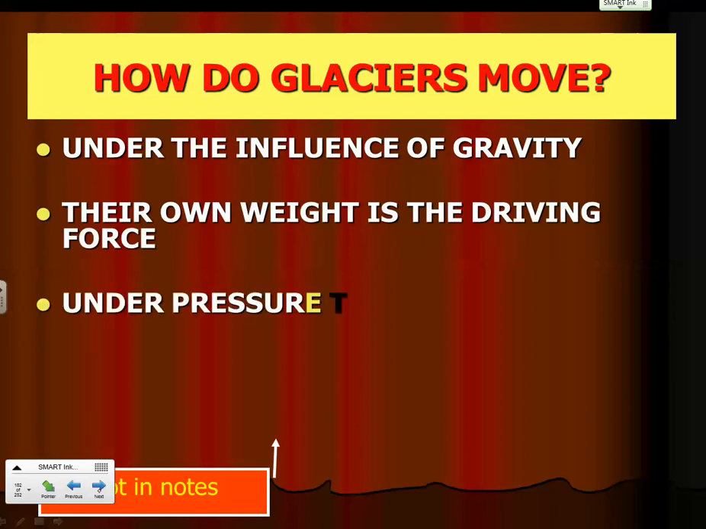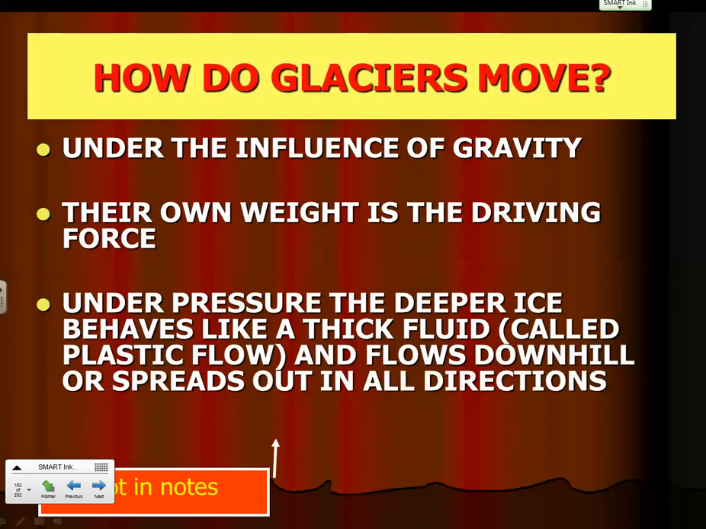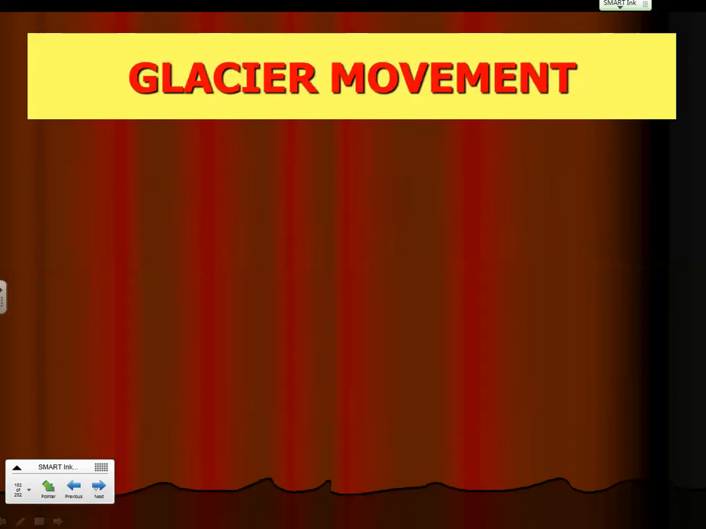That's the driving force. Now under pressure, you got a lot of weight of ice above, the lower parts of the ice starts to behave like a plastic, a thick fluid. And it will actually flow without cracking. And it moves downhill in the case of alpine glaciers or spreads out in all directions downhill in the case of continental glaciers. And it takes some pretty thick ice for that to happen.